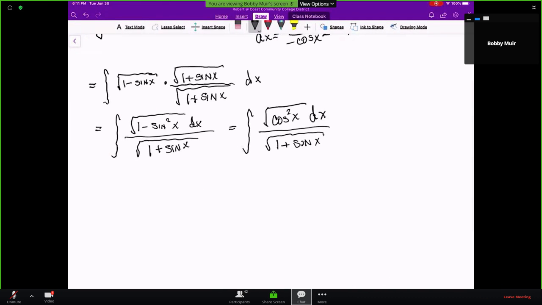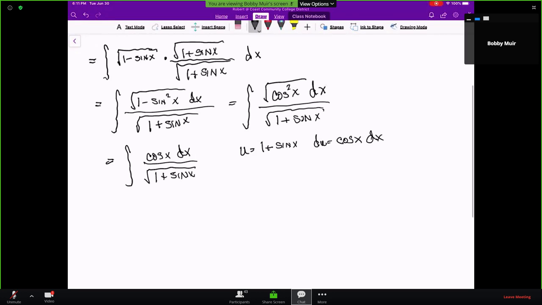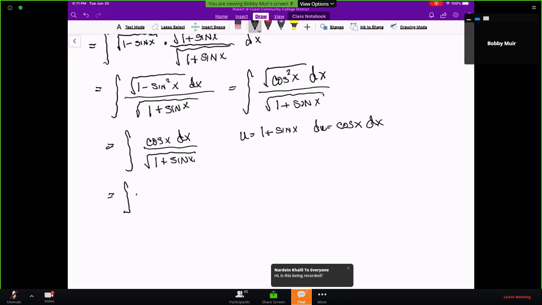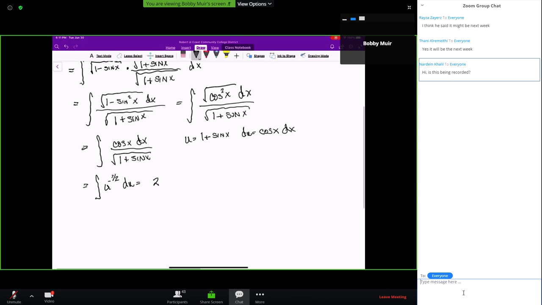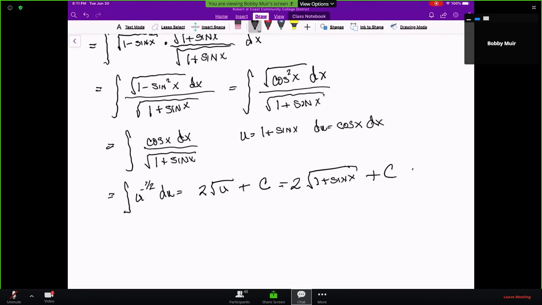Okay, now we want to say that the square root of cosine squared is just cosine. Since there are no bounds, we're just symbolically manipulating things. So that's going to be the integral of cosine x dx divided by the square root of 1 plus sine x. Now, if you let u equal 1 plus sine x, du is cosine x dx. And so this ends up being the integral of u to the negative 1/2 du, which is going to be 2 square roots of u plus the constant c. Start with x, end with x. And there you go.